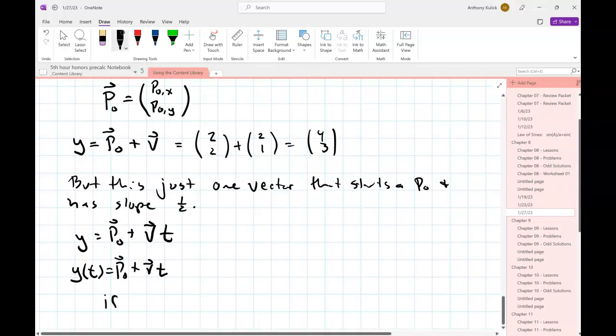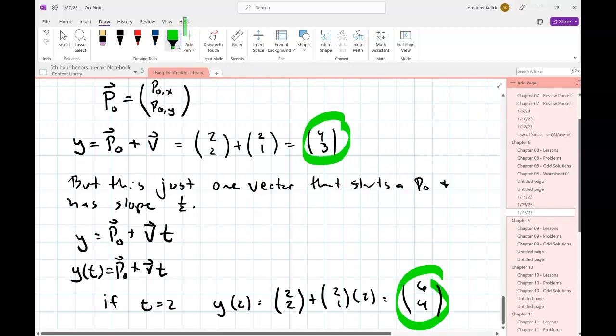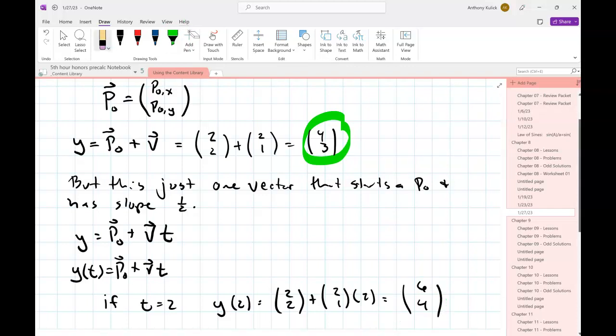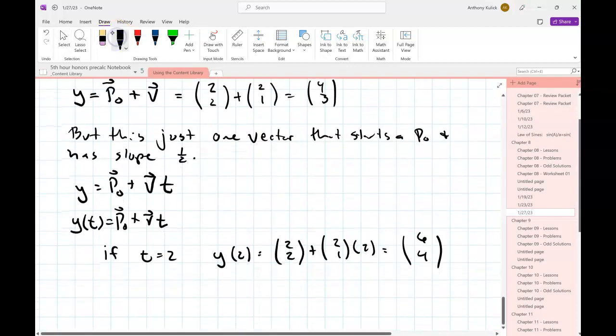So if, say, T equals 2, we'd have the vector 6, 4, which again, we're going to notice is parallel to this one, right? In fact, if I plotted both of those, they're going to be on the same line, right? One is just going to overlap the other. Notice what's going to happen if T is negative.